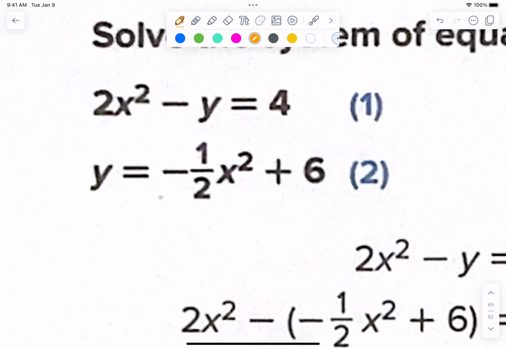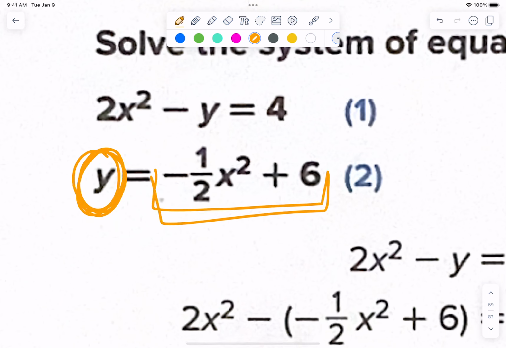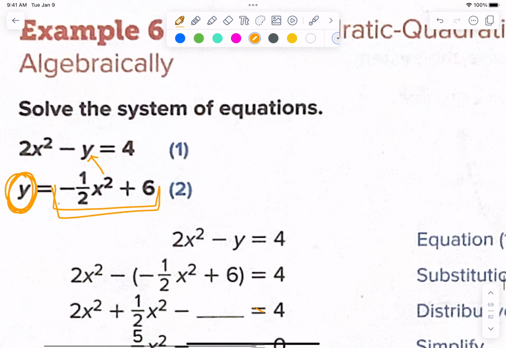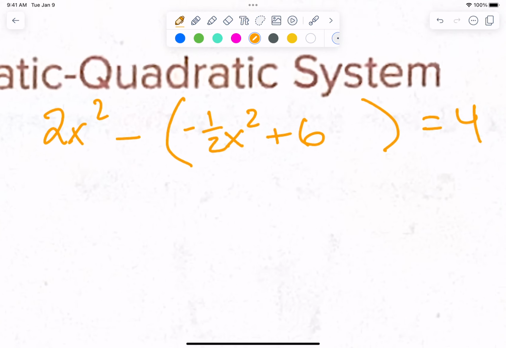All right. What do you want to do with this? The y is already solved for. We have this y solved for already. Can we just take this guy and plug him in right there? Yeah, you sure can. So I'm going to do my own thing up here. 2x squared minus y equals 4. I've got negative 1/2 x squared plus 6. This one's going to come out real nice actually.